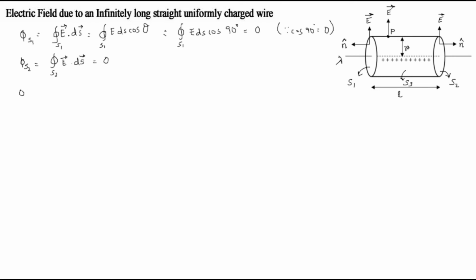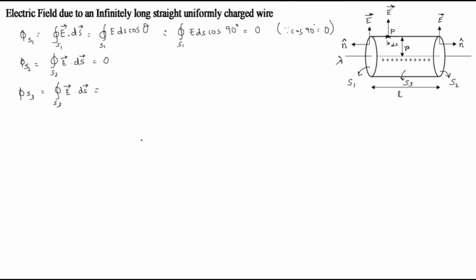Now for the surface 3, the surface integral over S3 of E dot ds. Now what happens? You see that this electric field is in this direction, and at any point, let us consider a very small portion of it, and we call it ds over here.